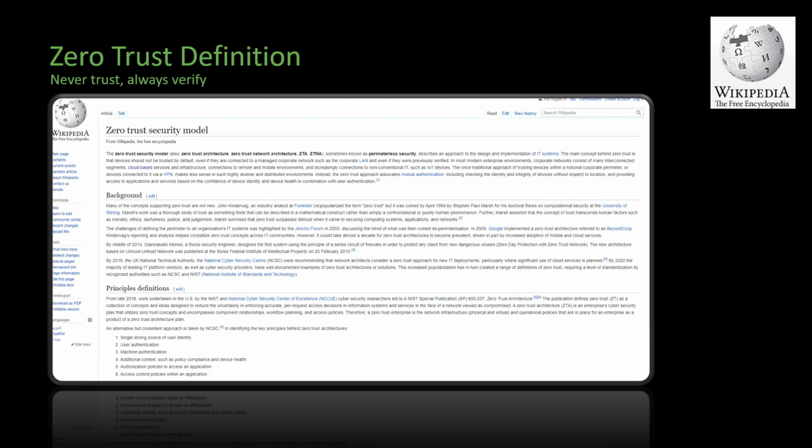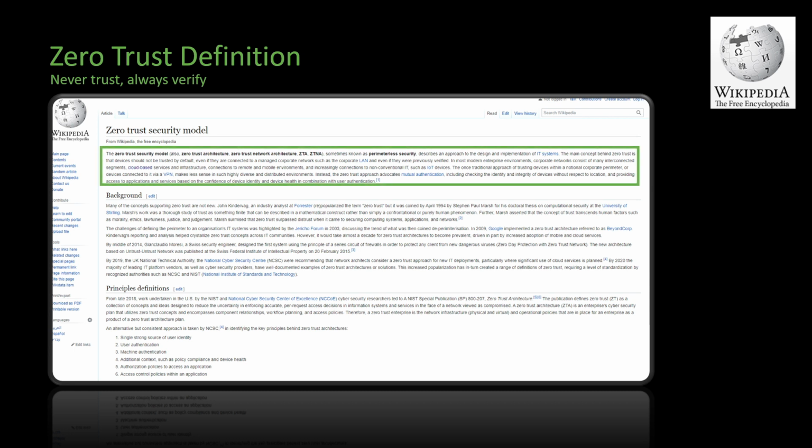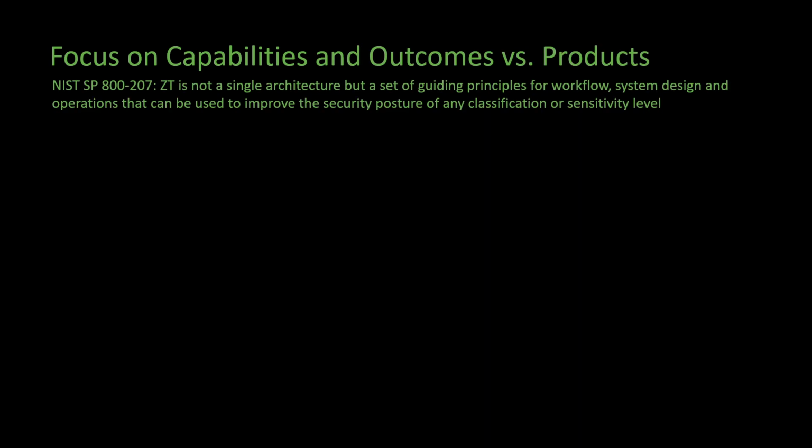But if we look at zero trust at Wikipedia, what is it? So zero trust model or zero trust architecture, zero trust network architecture, ZTA, ZTNA, maybe perimeterless security, describes what zero trust or the security model is, right? So it's a single source of user identity, user authentication, machine authentication, additional context such as policy, compliance, and device health, and authorization policies to access an application, and access control policies within an application. Okay, so we've got an idea of what zero trust is, but let's look at NIST.